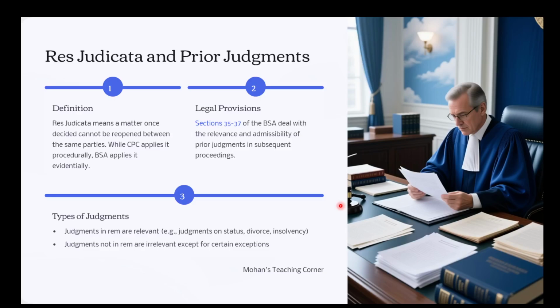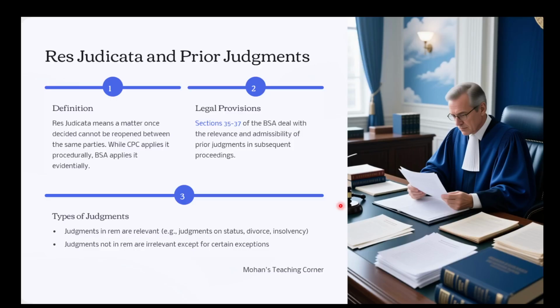Then res judicata and prior judgments. Let us see what res judicata and prior judgments are. The definition: res judicata means a matter once decided cannot be reopened between the same parties. While the CPC applies it procedurally, the BSA applies it evidentially.